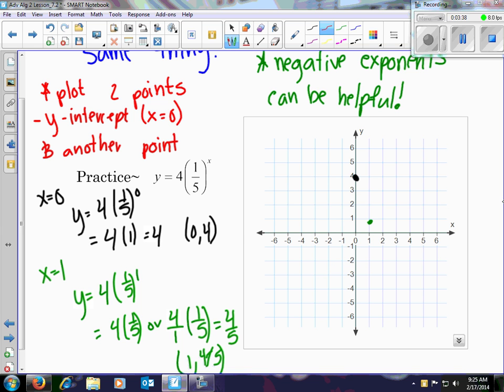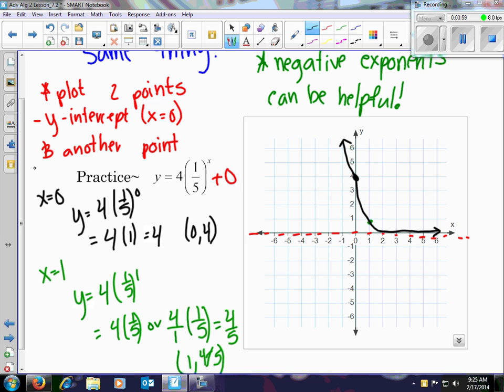And now my asymptote is still going to be at y equals 0 because I have plus 0 as my k. So now I'm just going to draw in my graph. It's going to be this way, and I'm going to come down through my point and snuggle my asymptote, and it's going to look something like this.